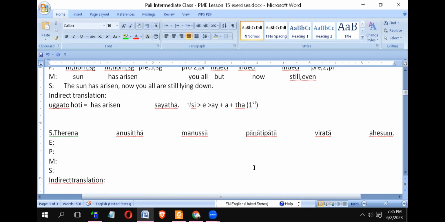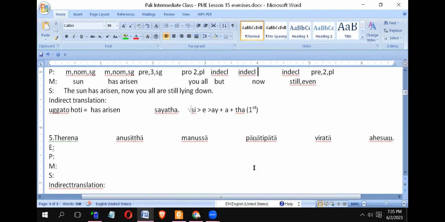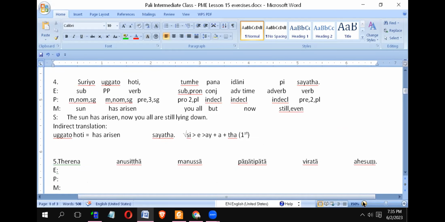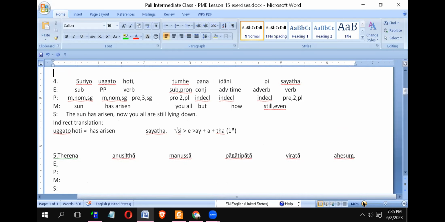Gui Hua here, I have one question. About the sentence, after putting a comma, can we have two subjects? Suriyo and Te Tumhe. Oh yes, because it's a separate sentence. Suriyo is a subject: the sun has arisen. You are still lying down.